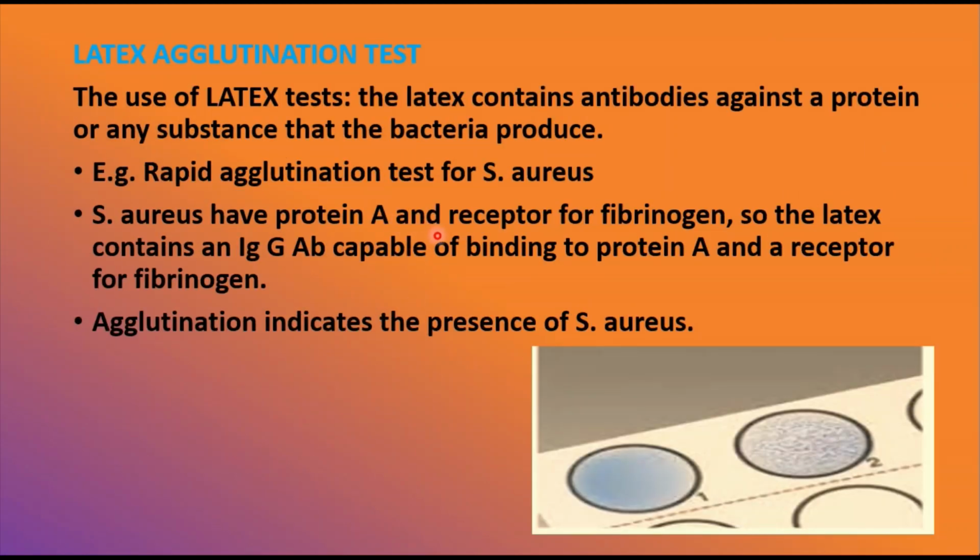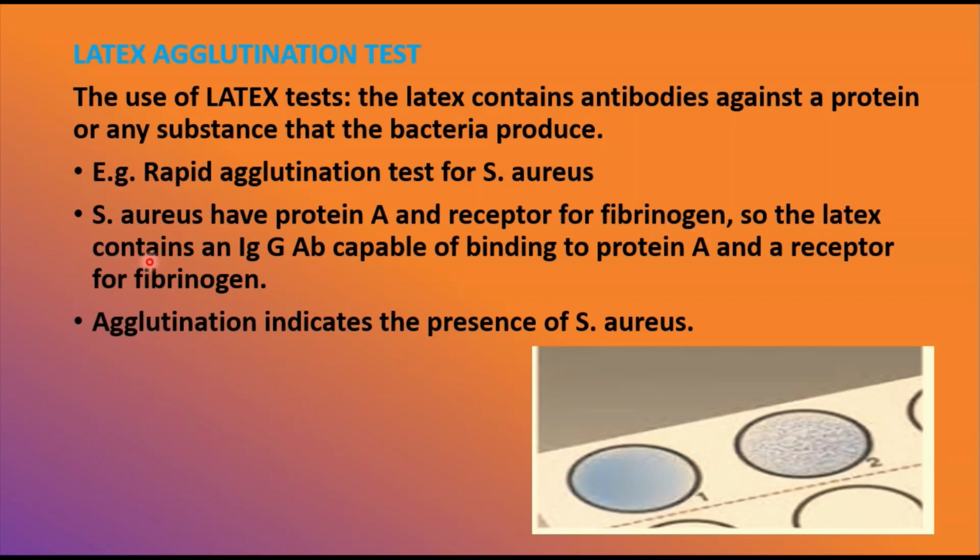Coming to the first one, the latex agglutination test. The latex agglutination test is used for the detection of antibodies against a protein that is present in the organism or any substance that the bacteria produce. For example, in a rabbit plasma agglutination test for Staphylococcus aureus, this Staphylococcus aureus has protein A and the receptor for fibrinogen.